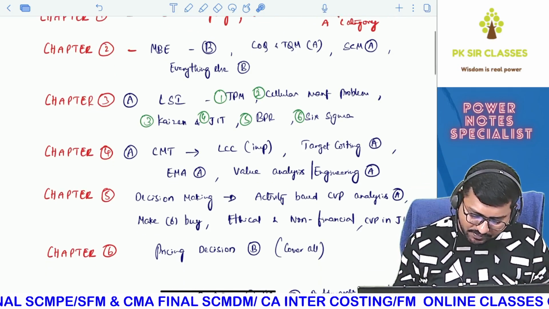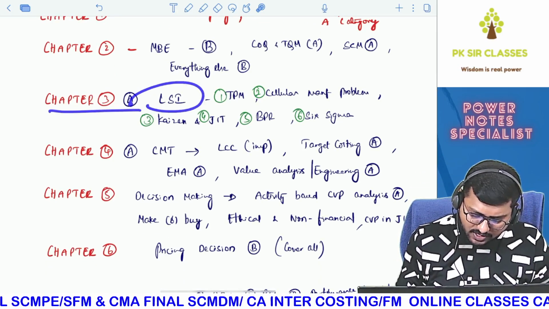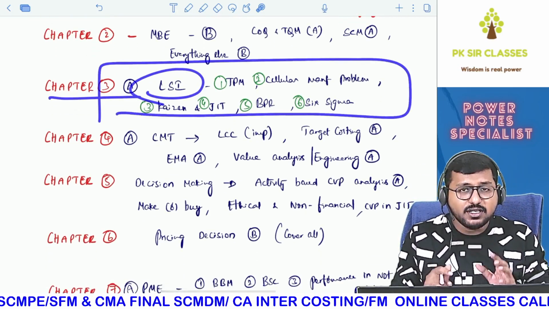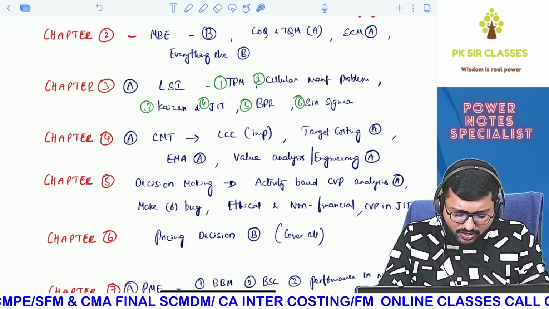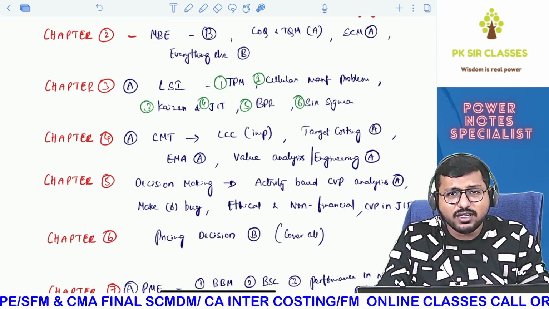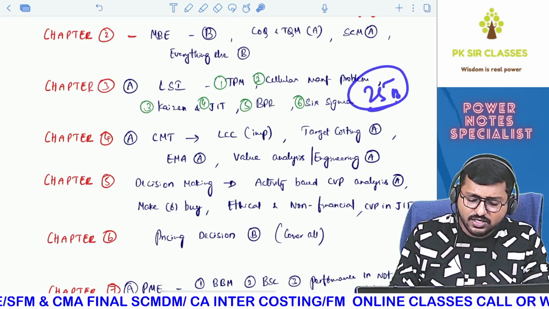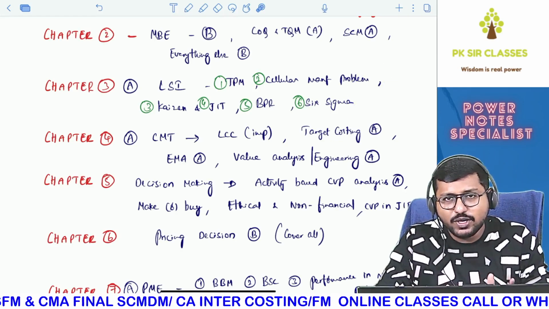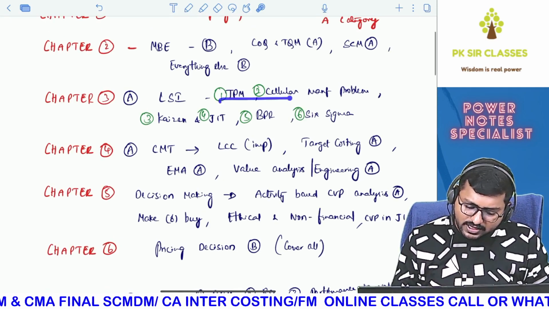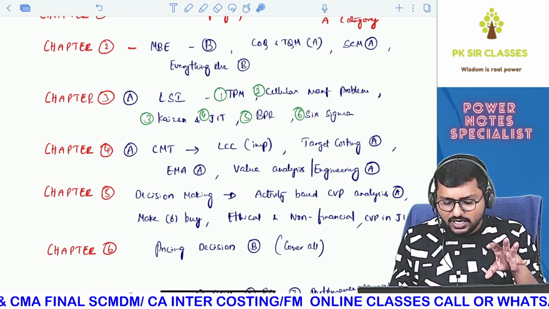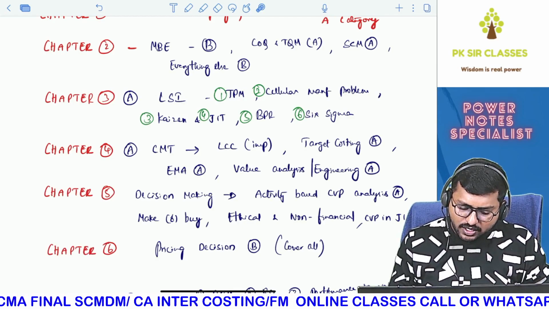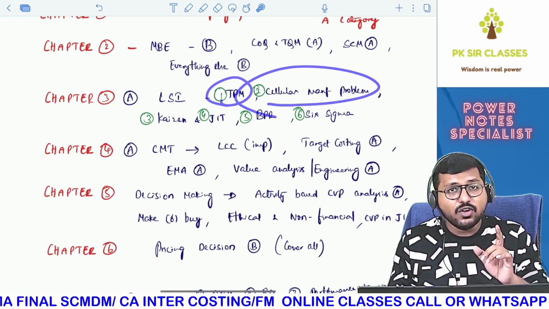Accordingly you can plan. Now moving on to chapter 3, lean system and innovation. The entire chapter is important this particular time. Again, it's important every single time, but this time it's rather important. I'm expecting around 25 marks from this particular chapter, approximately 20 to 25. In this order you can study. So the most important this particular attempt will be total productive maintenance as well as cellular manufacturing.